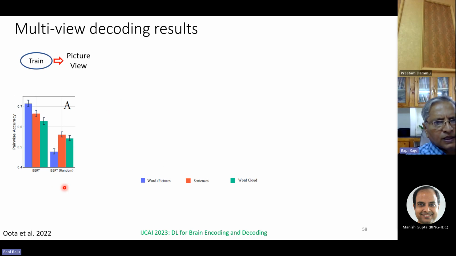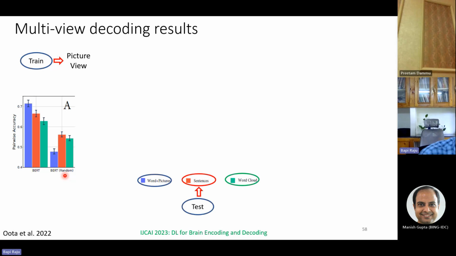I'm straight away going to the results. These are picture view pairwise accuracy. We use BERT, and the baseline is BERT with random sentences. This is built based on brain activation decoding, a word picture decoder, a sentence decoder, a word cloud decoder.